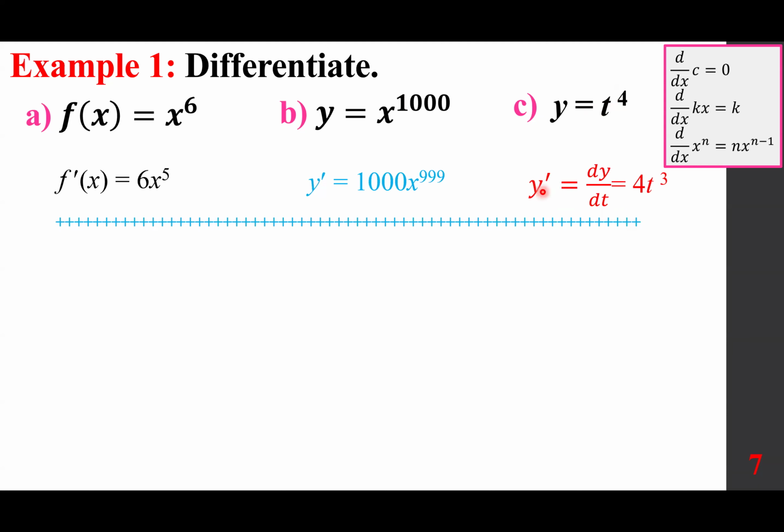Now, the thing I want to add, y prime, and that's fine, because the independent variable is t, I like to remind you dy/dt is telling you which variable is the independent variable. So the same as dy/dx, for example.